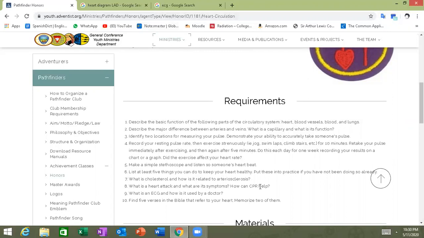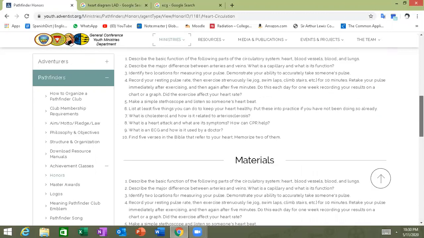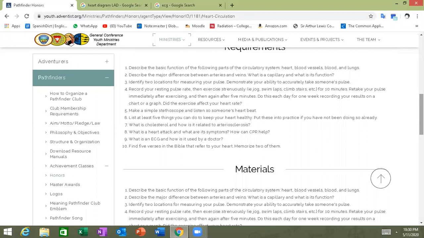And how can CPR help? Well, if you have a heart attack and a part of your heart dies, then it can't pump blood to the rest of your body, and the rest of your body needs the blood. So CPR helps keep the heart pumping blood, so that the rest of your body gets the oxygen that it needs to respire and keep the cells alive.